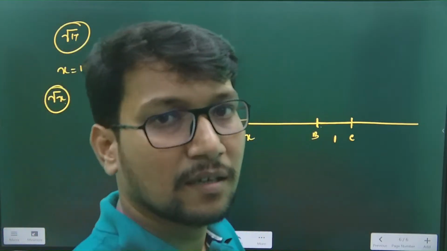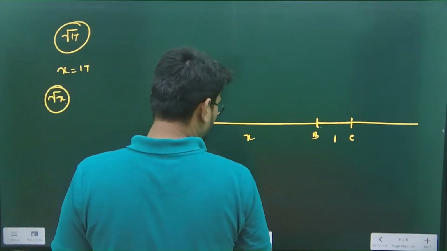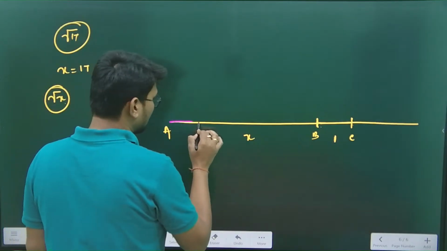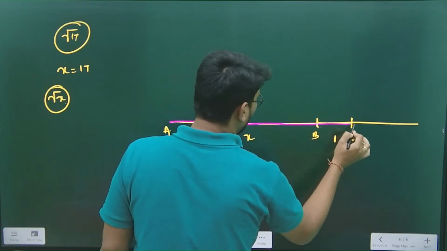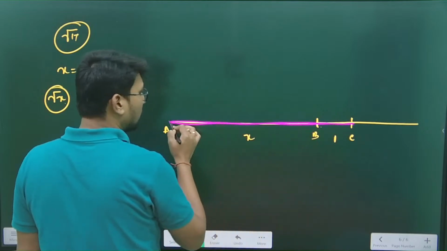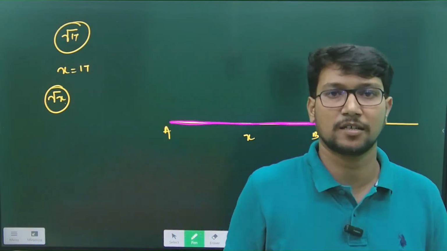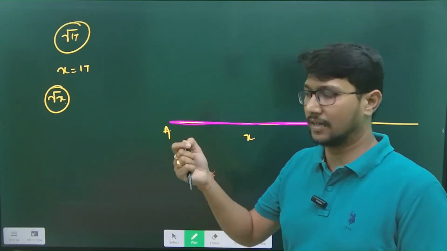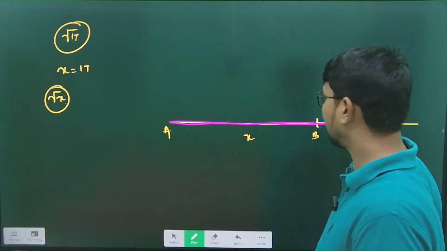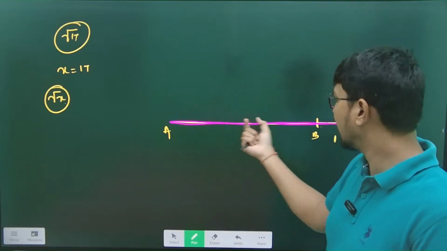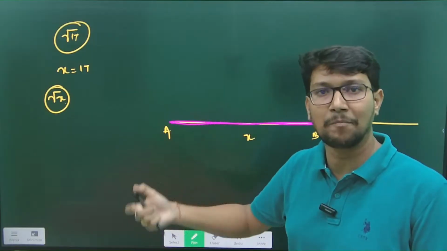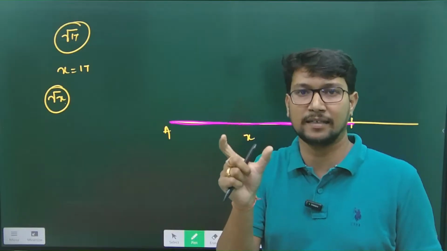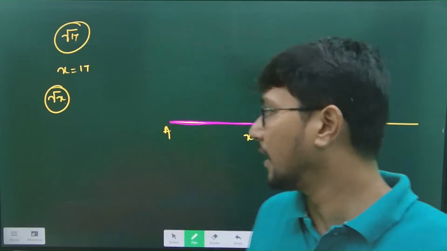Is that clear? Right? Then after you draw a perpendicular bisector of which one? AC. Perpendicular bisector of AC. How you will draw perpendicular bisector? Through your compass you will take what? Length which is more than the half of the length of AC. More than half of length of AC. You will take a length which is more than half of length of AC.